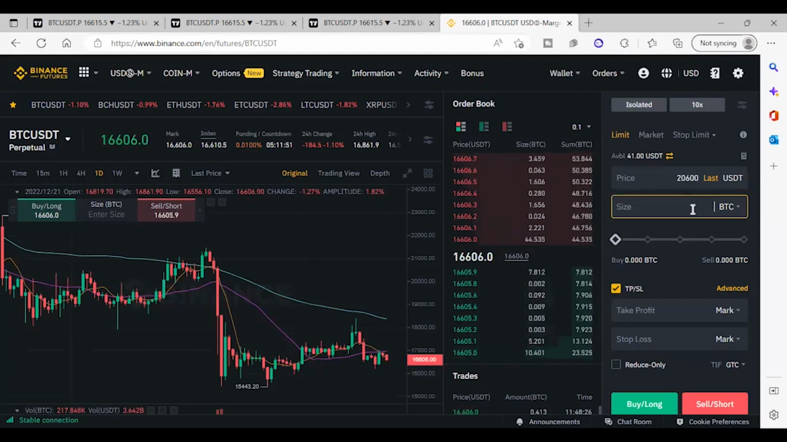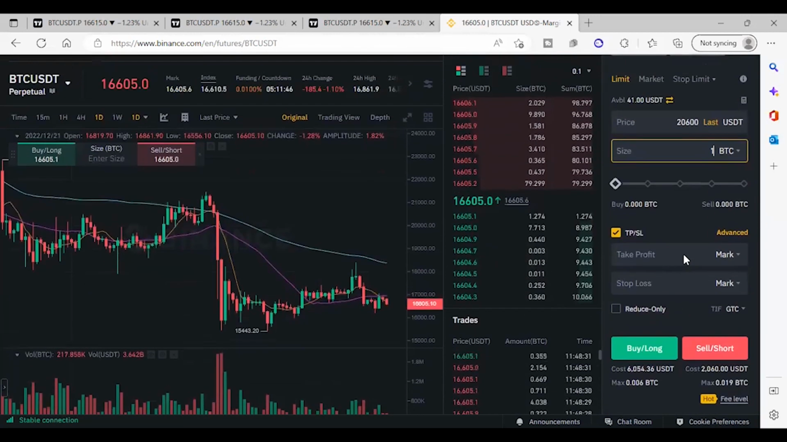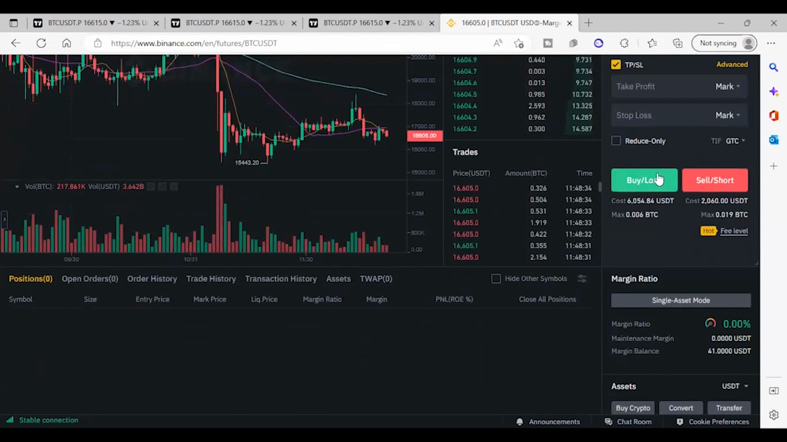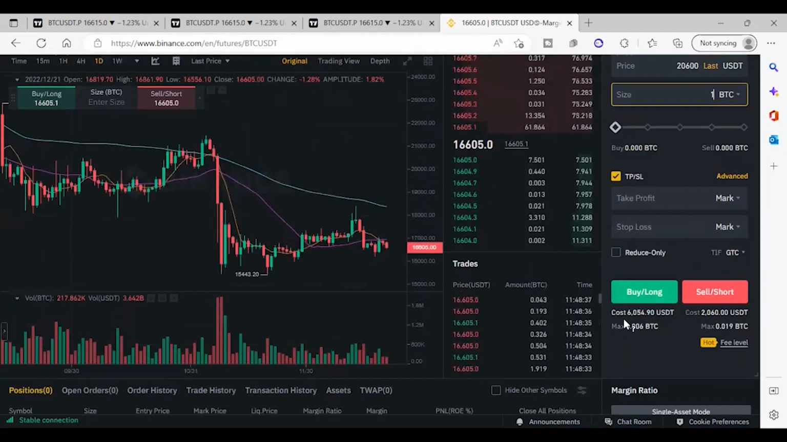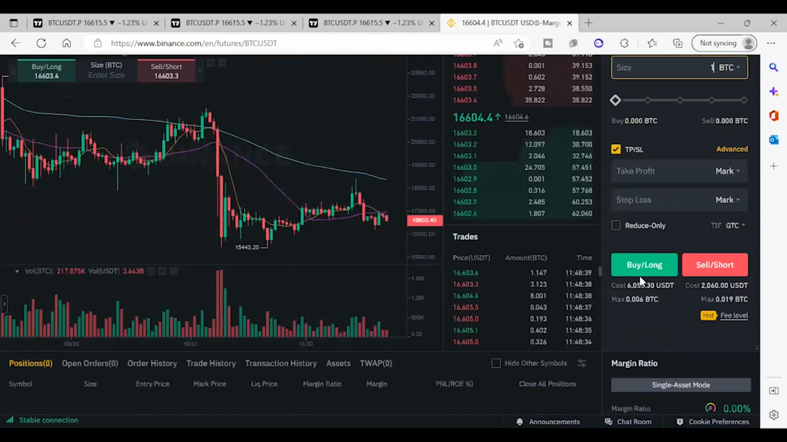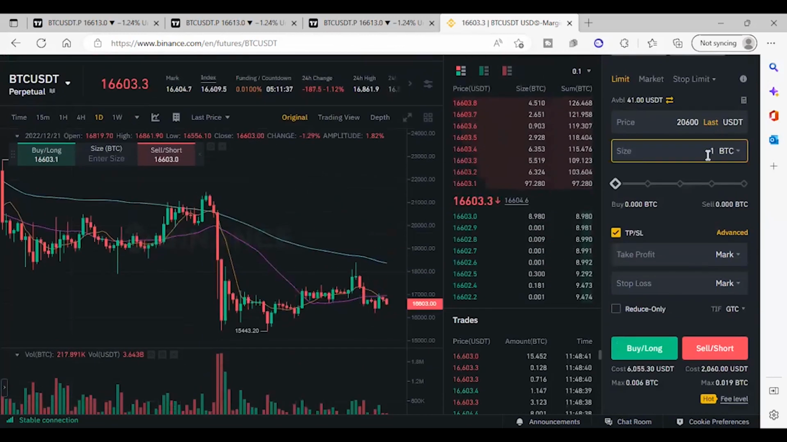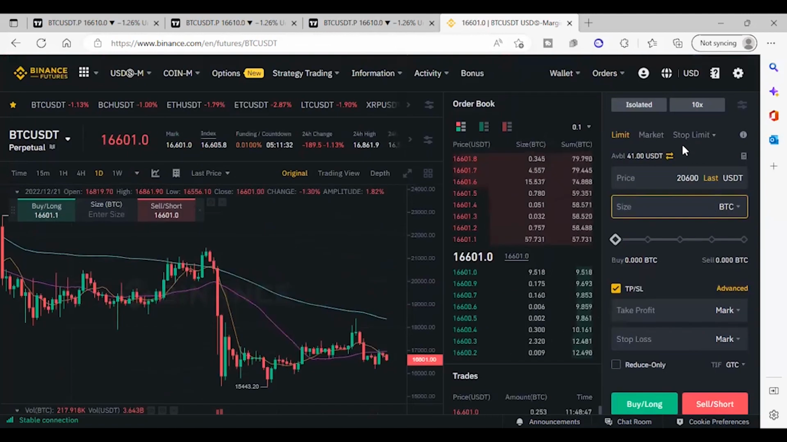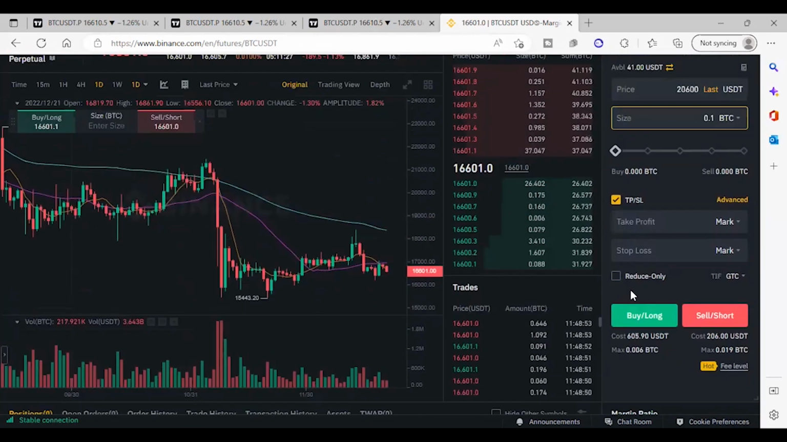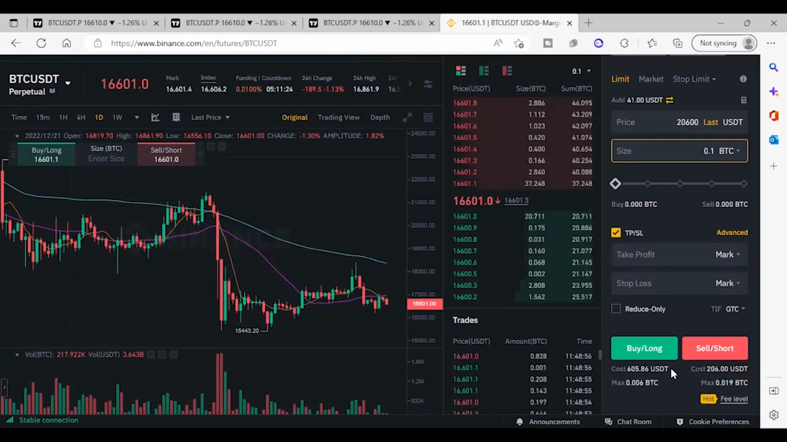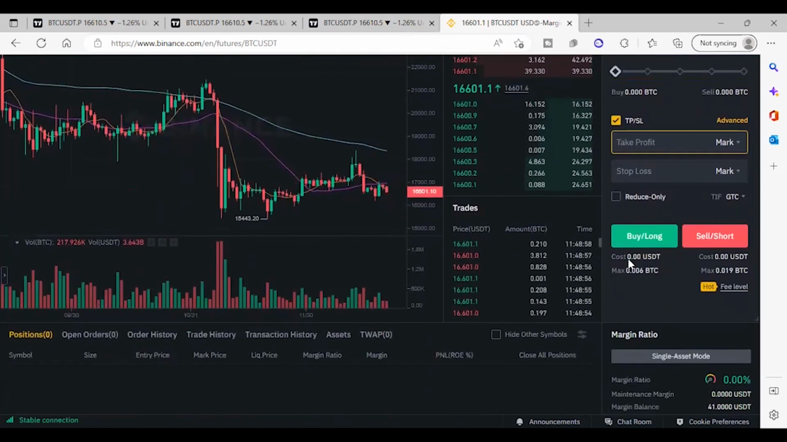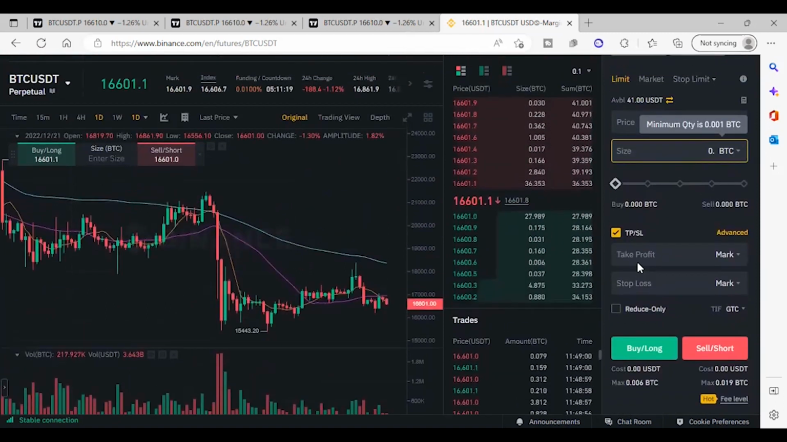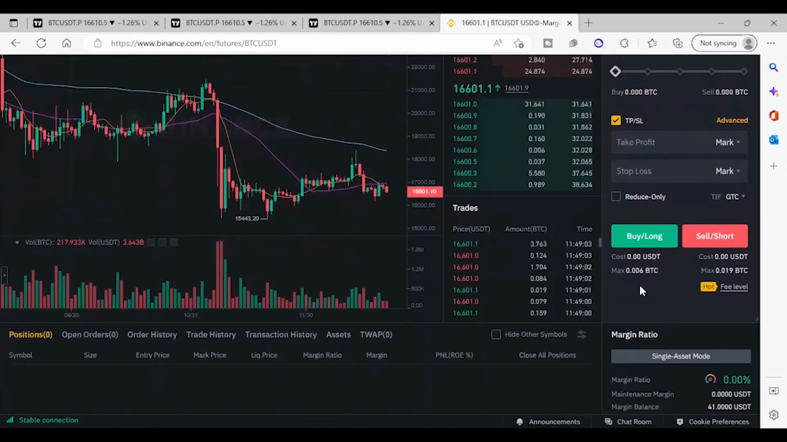And then size is the size of Bitcoin you'd like to trade with. When you put it there, let's say 1 Bitcoin, the exchange will tell you here at the bottom how much money you need to be able to open this position. So for this one, I need 6,000 USDT to be able to trade with 1 BTC. However, remember, you don't need to trade with 1 BTC. You can even trade with 0.1 BTC, and with only that, you only need $600 USDT. So the less BTC you use, the less money you need to trade with, but obviously the more Bitcoin you're trading with, the more money you need.